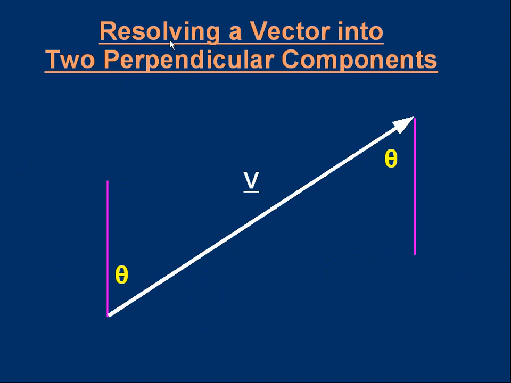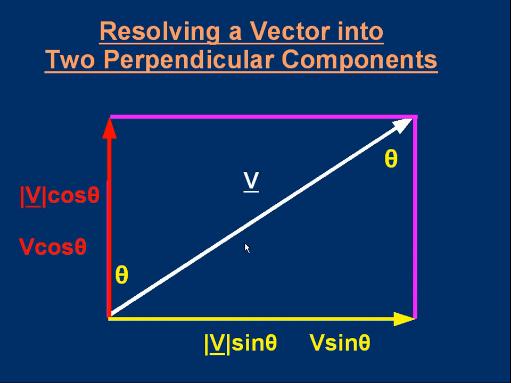First of all, how to resolve a vector into two perpendicular components. Suppose we've got a vector V, and suppose these purple lines represent the vertical. V makes an angle of theta to the vertical. How can we split V into a vertical component and a horizontal component? Well, we construct a rectangle which has V as its diagonal. One side is the vertical component and the other side is the horizontal component.